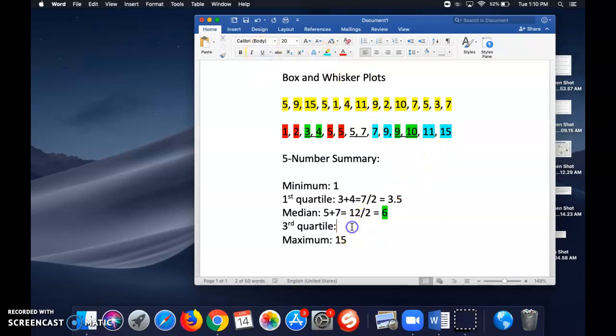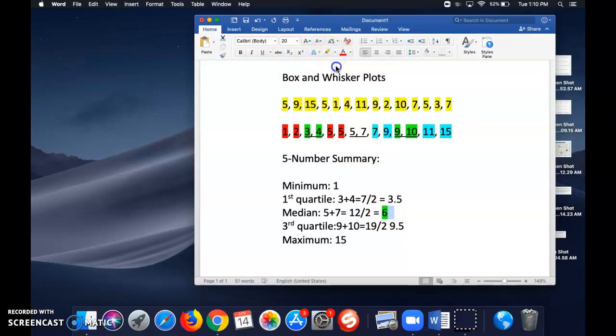So for the third quartile, I'm going to do 9 plus 10, which is 19. I'm going to divide that by 2, which is 9.5. So that's all we're really doing here, guys.